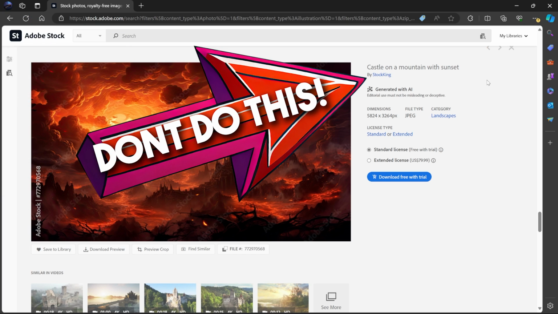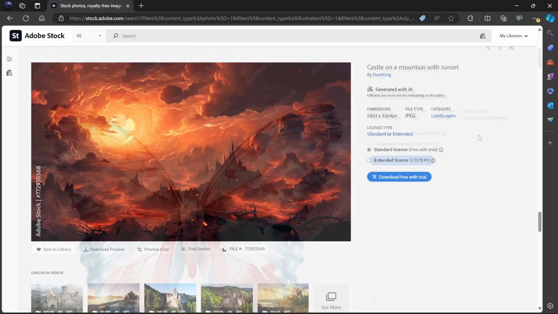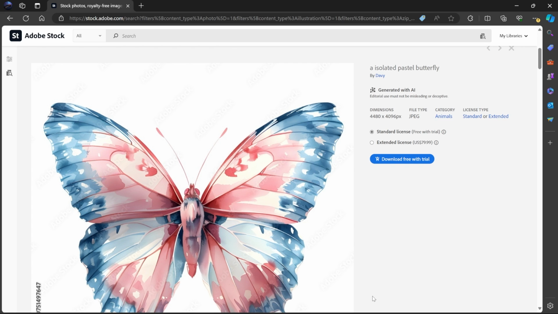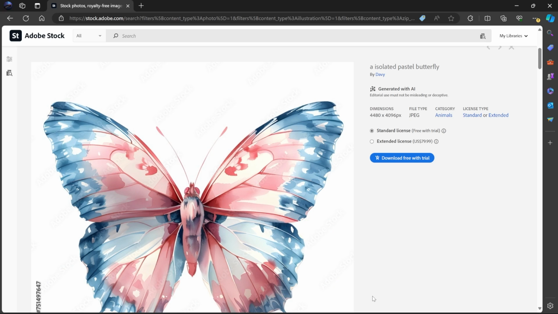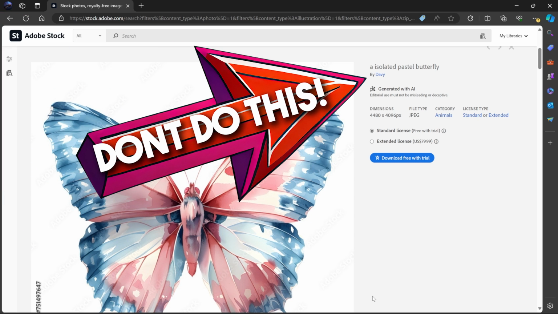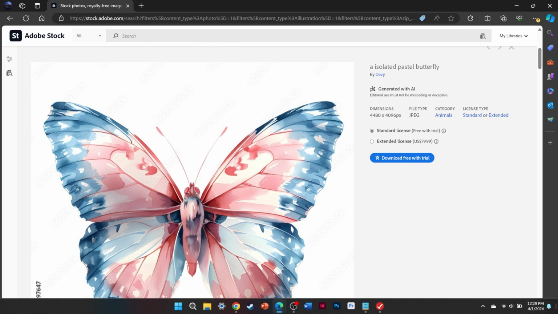Don't be so short with your use of keywords in the title. Here's an image of a butterfly, a isolated pastel butterfly. So you can leave off the letter A: isolated pastel butterfly. Those are good words, but that's just three words. I would add red, blue, pink on wings. There are so many images of butterflies on Adobe Stock. You need something else here to help a buyer find this if they're specifically wanting something that's blue and pink. Add those colors to your title to make sure it's giving it a chance to stand out. I'd say don't do this. Don't be leaving out words that are important, like colors.